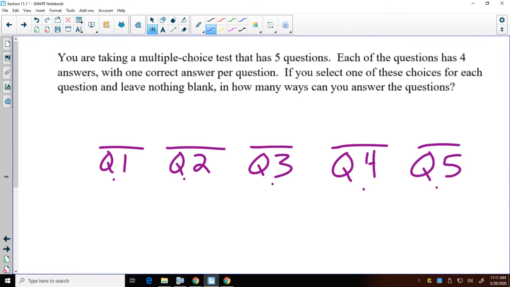Okay, those are the different groups, even though it seems like they're all the same group, but they're not because they're all different questions. How many ways can I answer question 1? There are 4 ways. How many ways can you answer question 2? There are 4 ways for that one. In question 3, there are 4 ways. In question 4, there are 4 ways. In question 5, there are 4 ways.